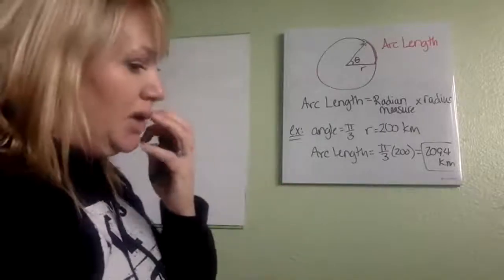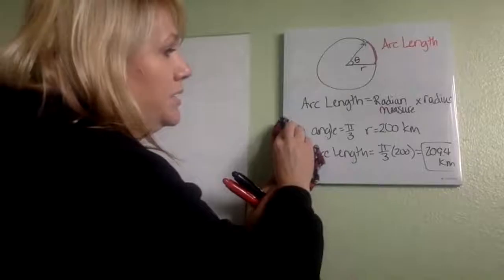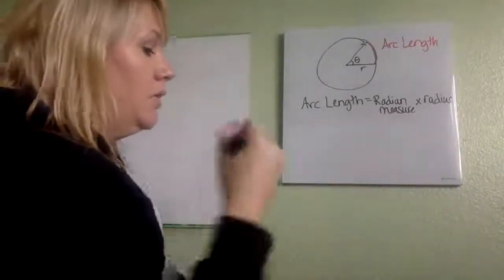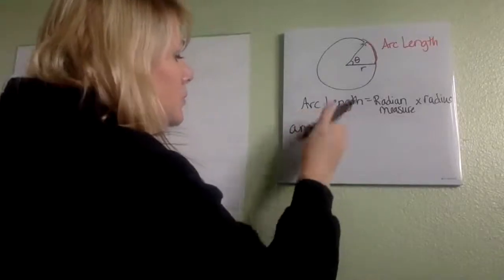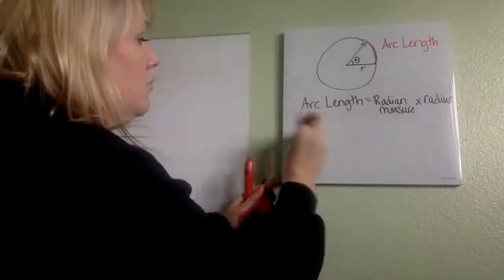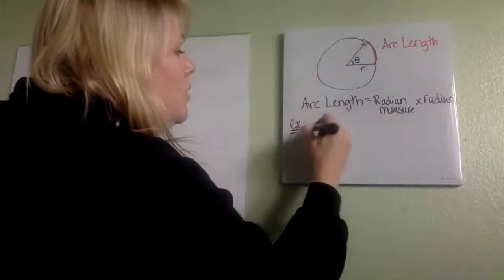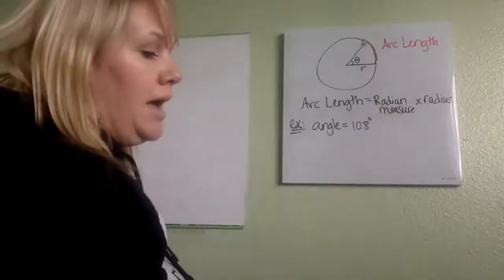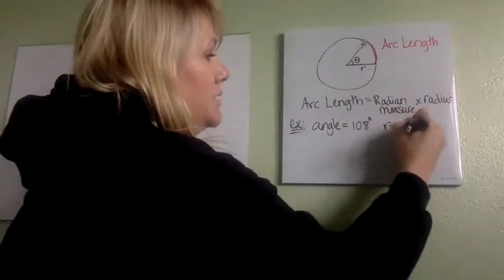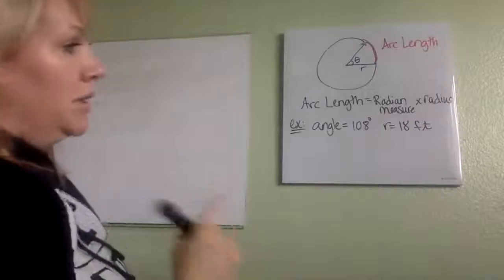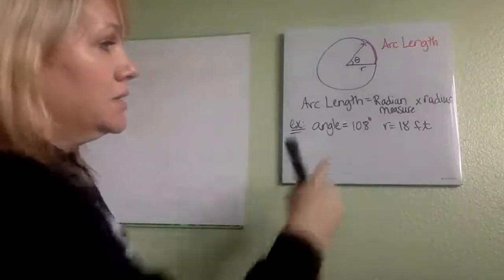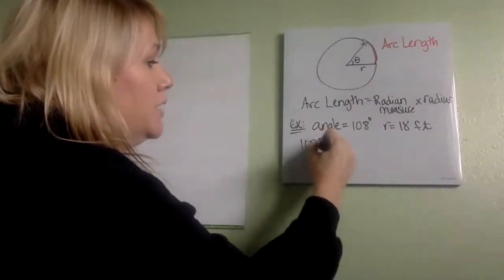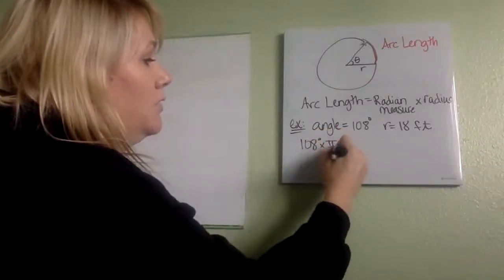What if they give you the angle in degrees instead of in radians? What if they give you an angle of 108 degrees, and then they give you a radius of 18 feet? Well, we're going to multiply the angle times the radius, but the angle has to be in radians. So we first have to take our 108 degrees and multiply by pi over 180.